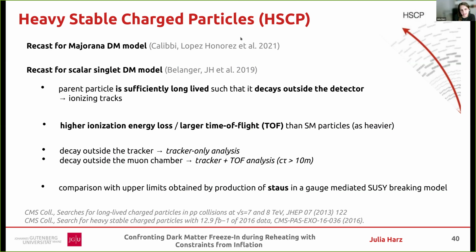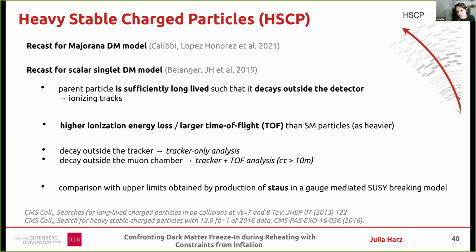We took the heavy stable charged particle, so the most long-lived, with the smallest coupling. For the Majorana dark matter model that we studied, we took the analysis from Calibi and Lopez-Honores et al. And for the scalar singlet model, we took an old study where I was also involved.